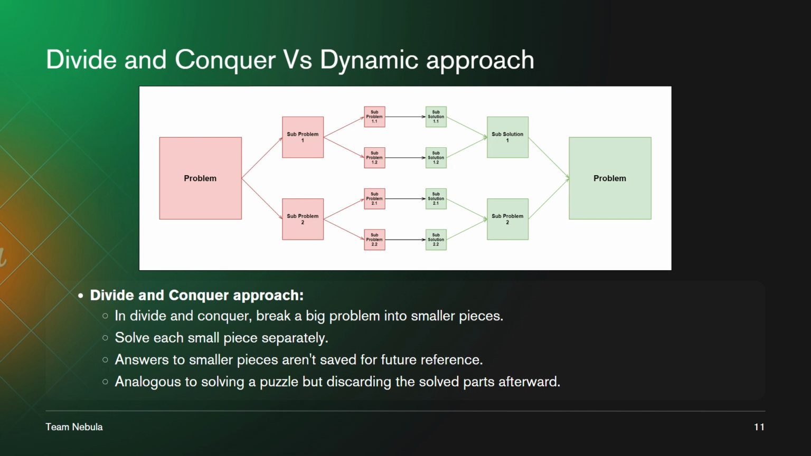Divide and conquer versus dynamic approach. In the divide and conquer method, we take a big problem and break it into smaller pieces. We then solve each small piece separately. But here's the twist. We don't save the answers to those smaller pieces for later. It's like solving a puzzle but throwing away the solved parts when we are done.